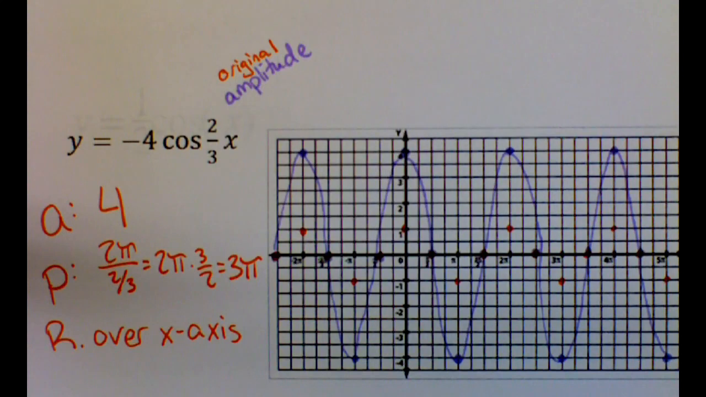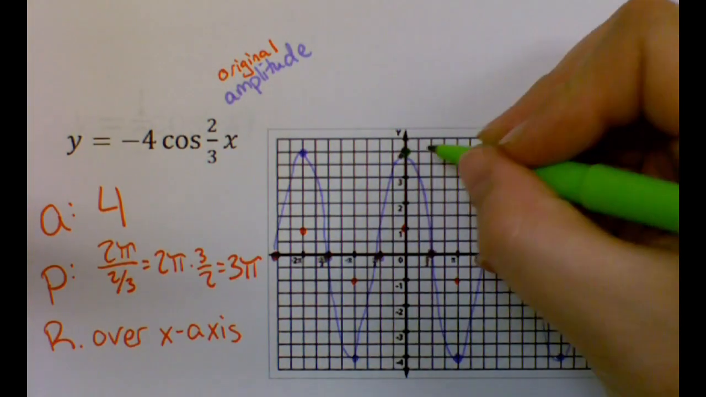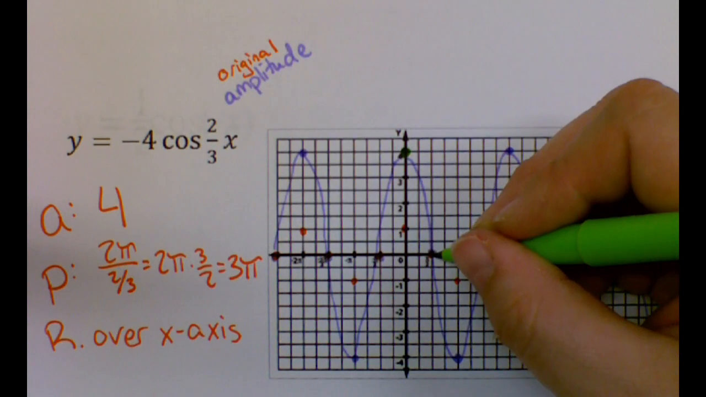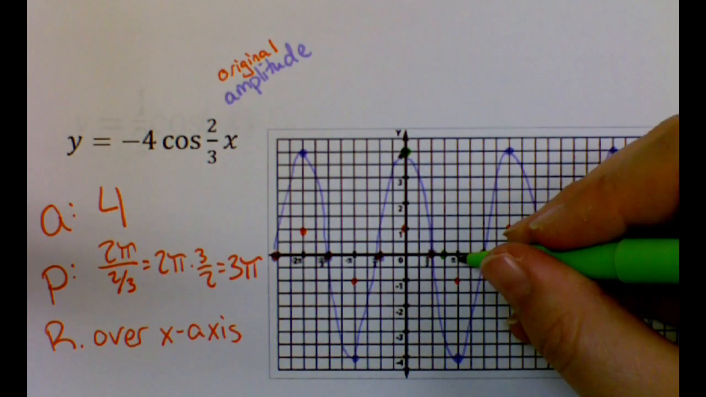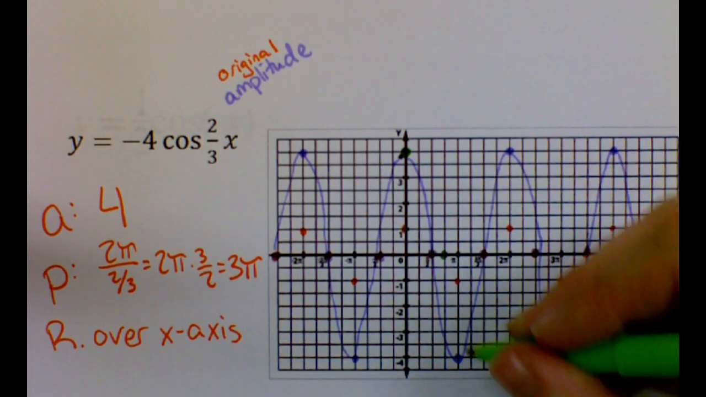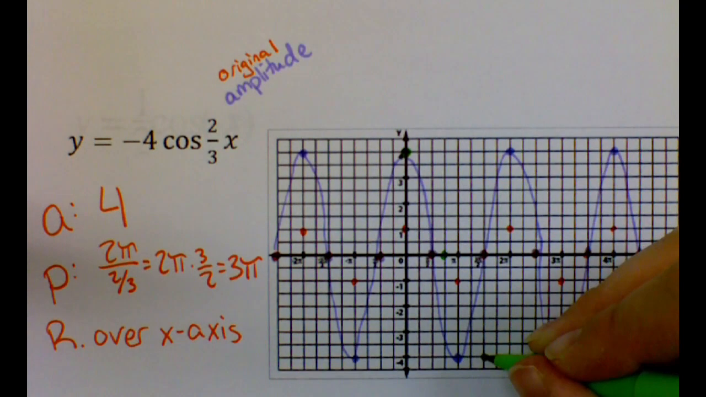Then we'll deal with our period. The period is 3 pi. So I take every single x coordinate and divide it by b. Dividing everything by 2/3. Well, 0 divided by 2/3 is still 0. Pi over 2 divided by 2/3 is 3 pi over 4. Pi divided by 2/3 is 3 pi over 2. So this point goes over here.